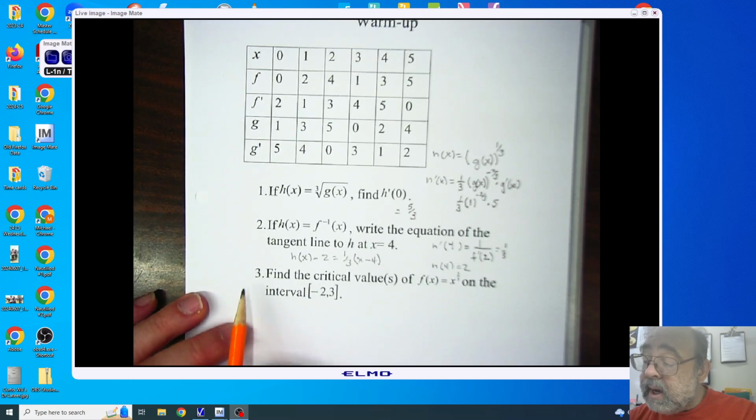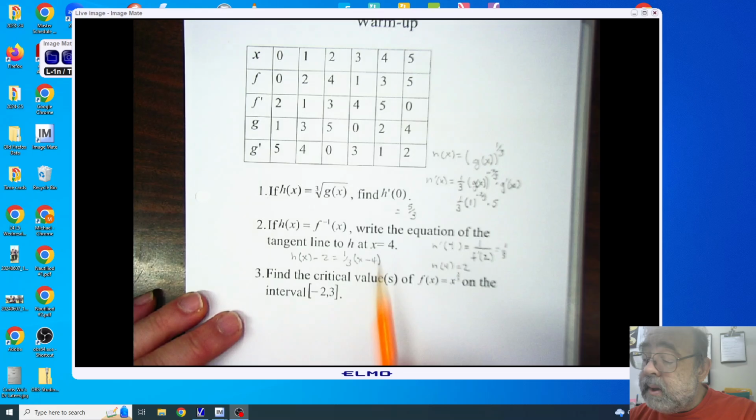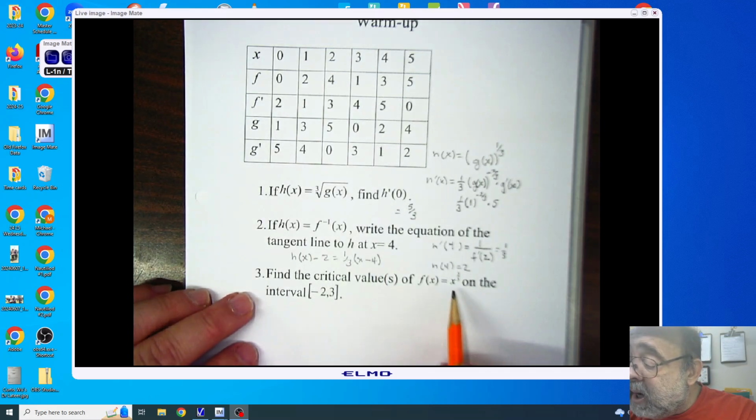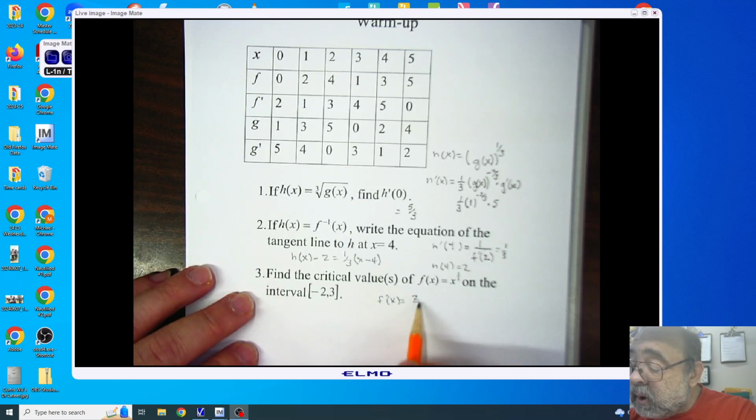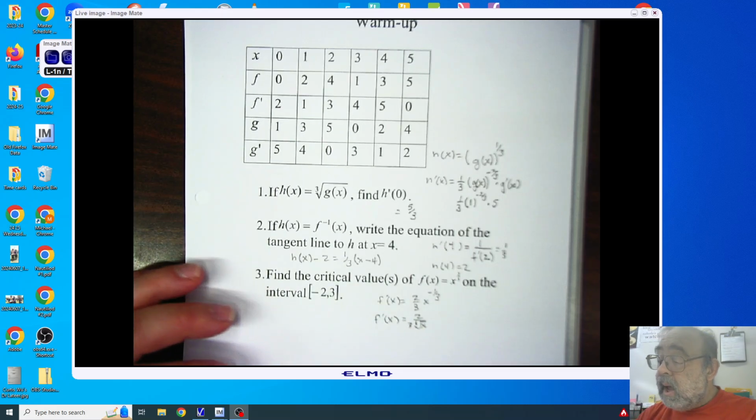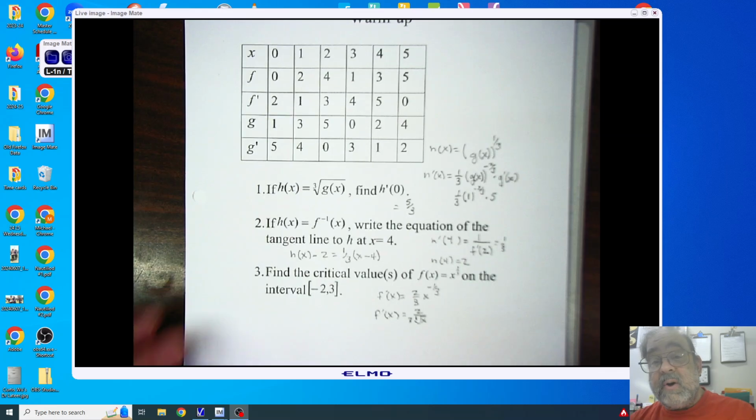Now, in number 3, we're no longer using the chart. This is now working with our function x to the 2/3 power. So I need to first figure out what is my derivative. F prime of x is equal to 2/3 x to the -1/3 power. That's going to give me f prime of x is equal to 2 over 3 times the cubed root of x. And we're asking ourselves, when is the function going to be equal to 0?